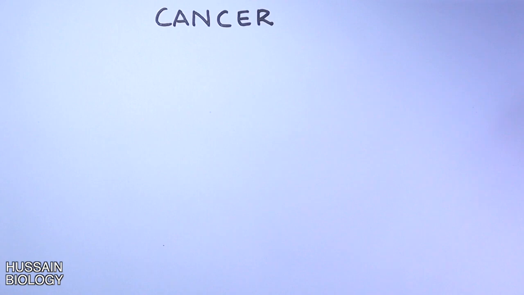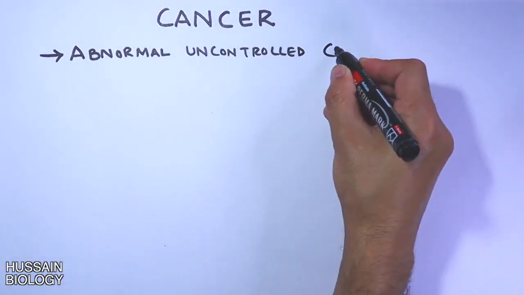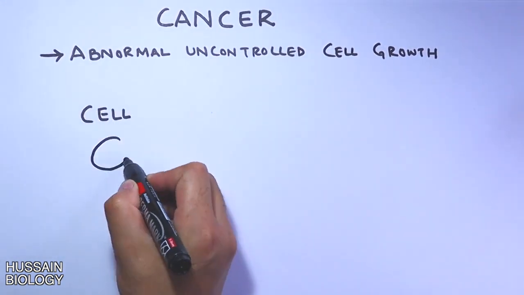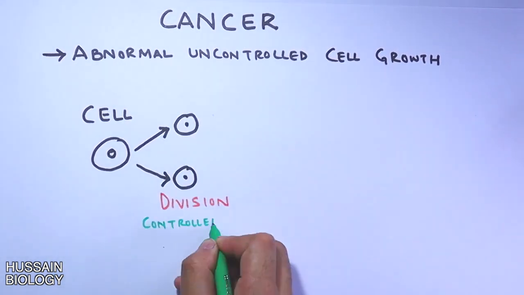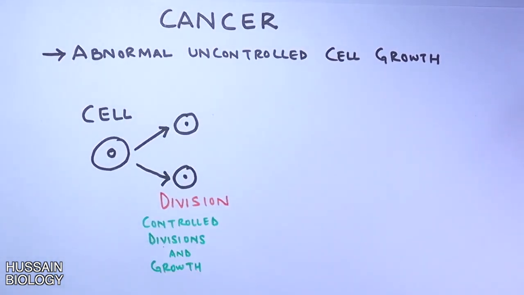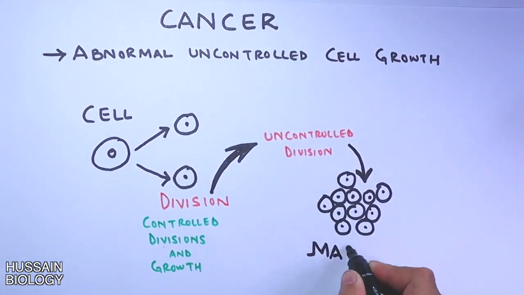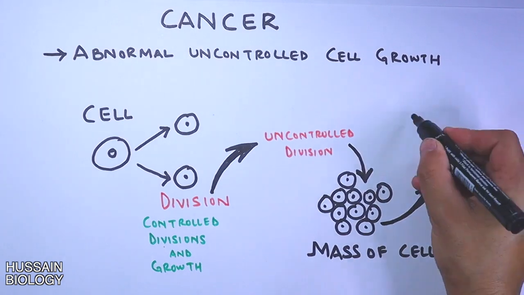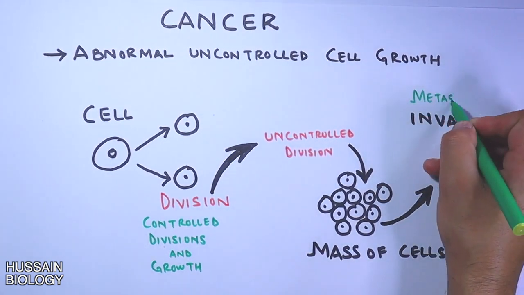Now getting to our lecture. In simple words, we can say cancer is abnormal, uncontrolled cell growth without any check. To put it diagrammatically, we have the cell. It divides simply through cell division in a controlled manner. But when the division loses its control, we get uncontrolled cell division, from which we get the mass of cells.